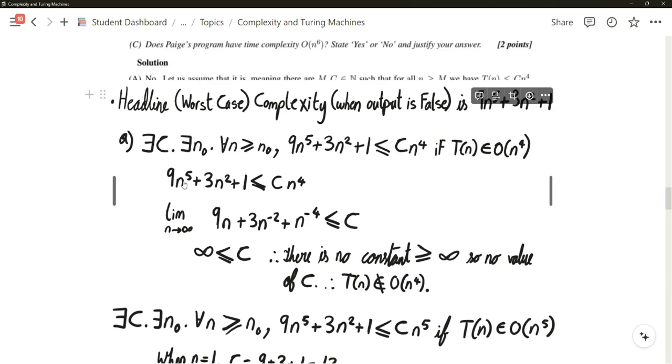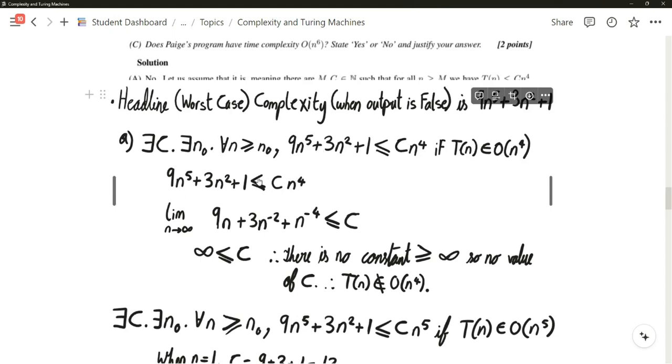Okay, so how do we do that? There are two different methods basically. There is one for disproving and one for proving. Currently, we're trying to disprove because we know it's not going to be n to the 4, because the dominant term is an n to the 5 term. So how do we disprove? Well, we write it out like this. This is the equation from above, I've just written it out again.